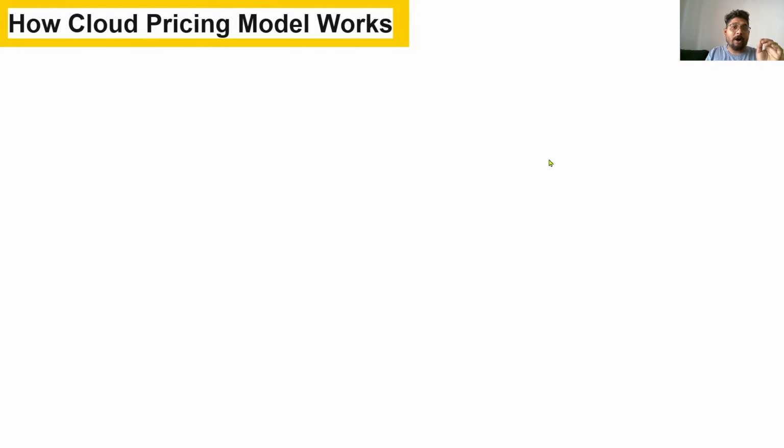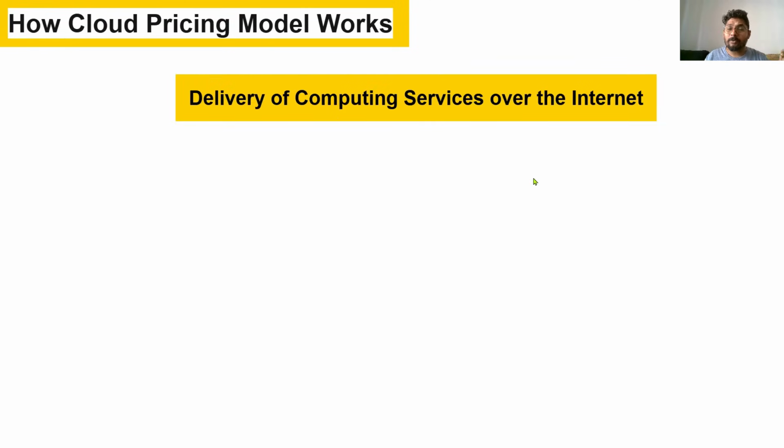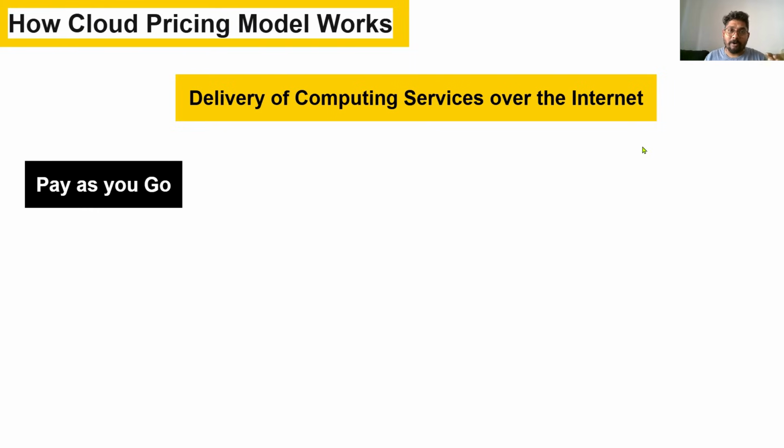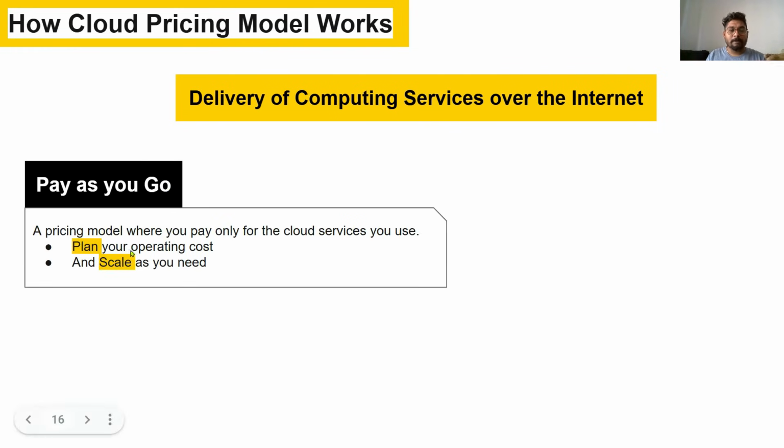Now let's see how the cloud pricing model works. When I say cloud, you already know the definition: delivery of computing services over the internet. Now how does it work? The pricing model works as pay as you go. So what is the meaning of pay as you go? A pricing model where you pay only for the cloud services you use. For this month, I used whatever resources from the cloud, and I just pay for that.